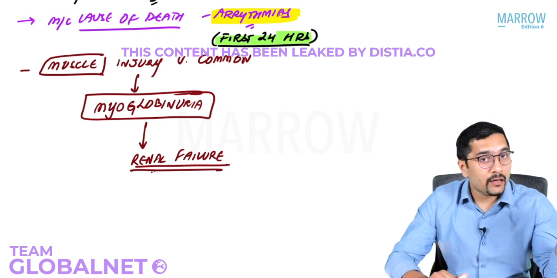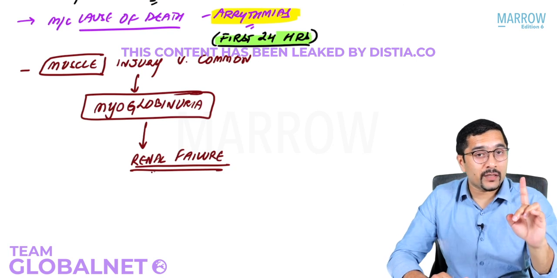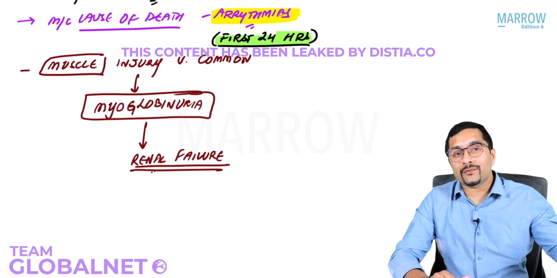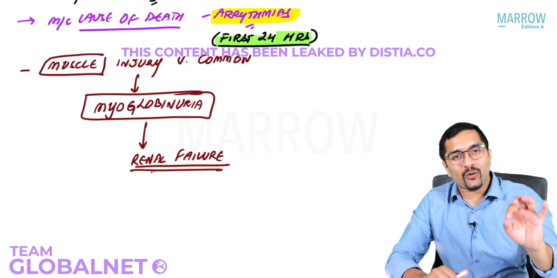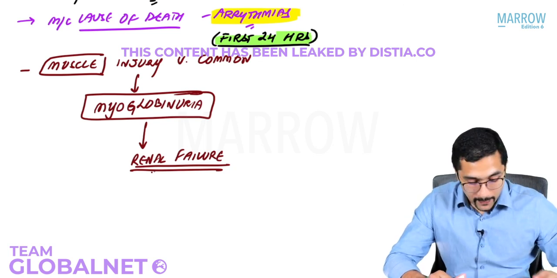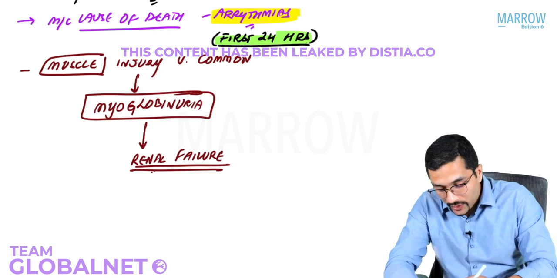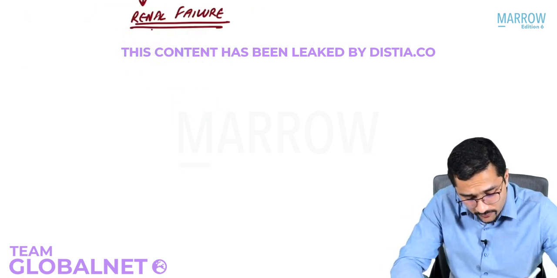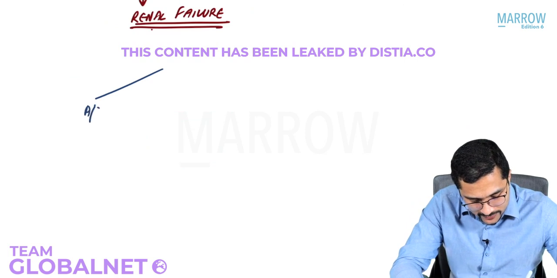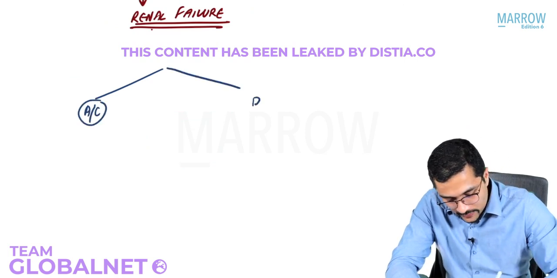And if you remember, I told you in electrical burns, we follow the old Parkland's formula, which is 4 into body weight into total body surface area burned, right? So these were some basic things which you need to know regarding electrical burns. Now AC burns, alternating current burns, and DC burns.